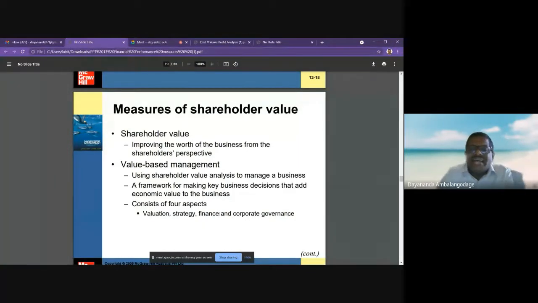Are you balancing? Are you managing? Are you striking the balance between debt and equity? And strategy, what strategy do you focus on? All these contribute to shareholder value.